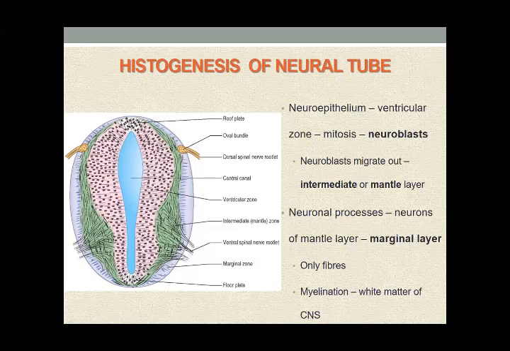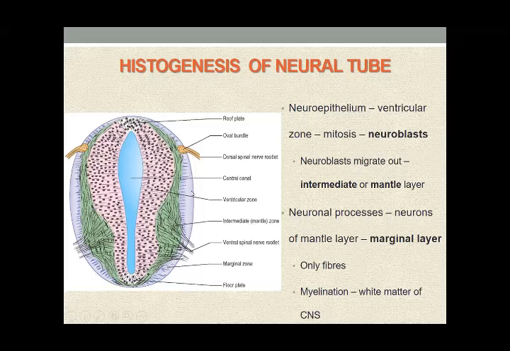They are dividing, multiplying, but they don't multiply as rapidly as the neuroblasts do. So these neuroblasts, when they mature, move out of this layer and form a separate layer outside the ventricular layer. This separate layer is called an intermediate or mantle layer. These neuroblasts have processes, and these processes are directed outwards.